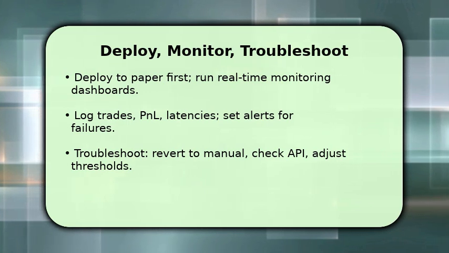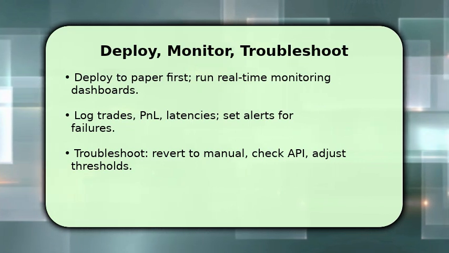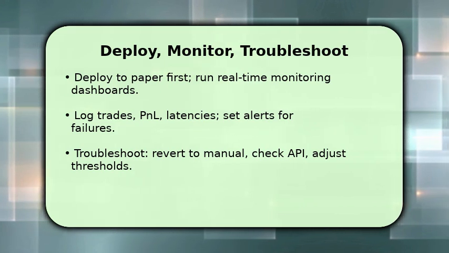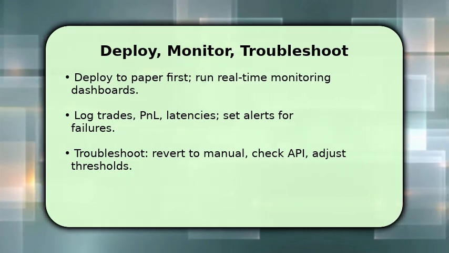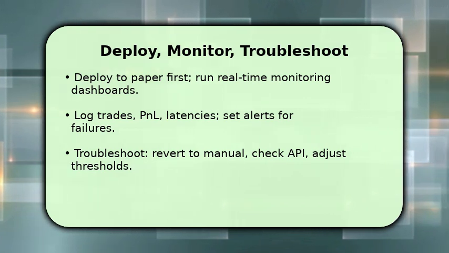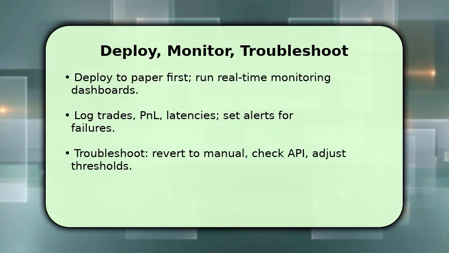If something goes wrong, pause trading immediately and revert to manual control, then check API connectivity, auth, and rate limit errors. Make sure to adjust thresholds or indicator sensitivity rather than rewiring logic. Small parameter tweaks usually fix overtrading or missed signals without introducing new risks.